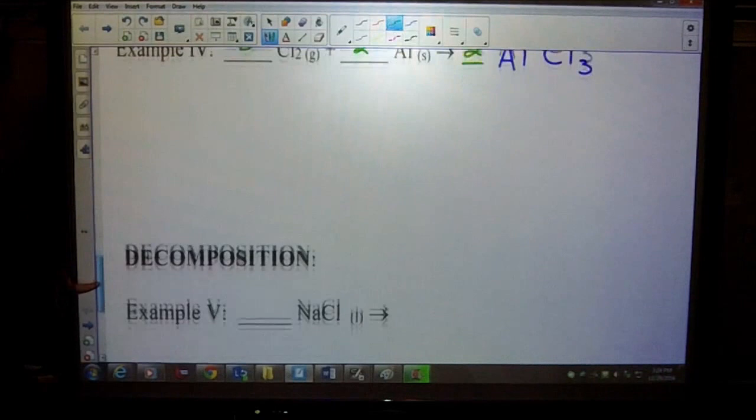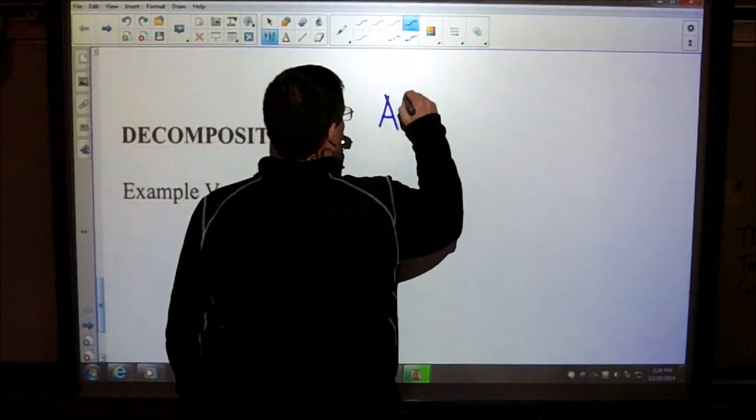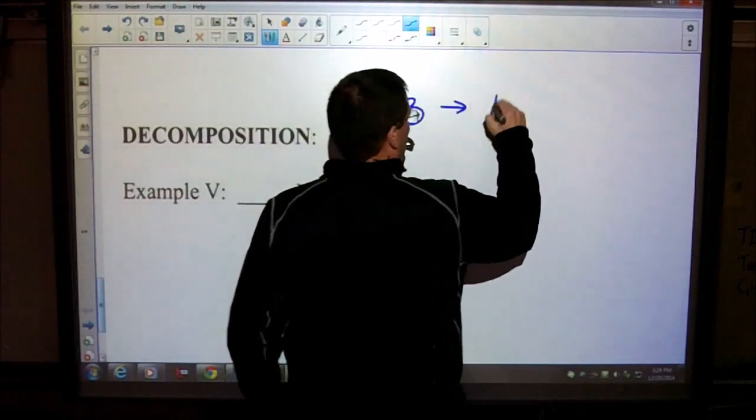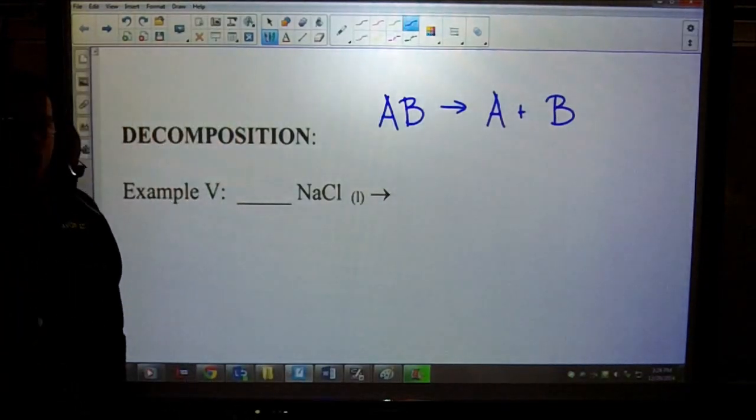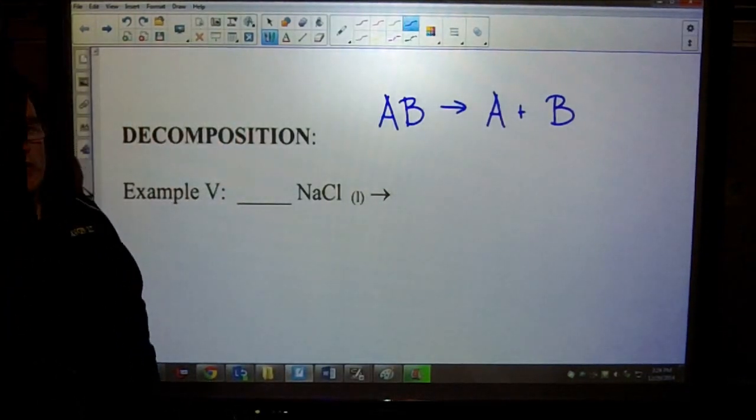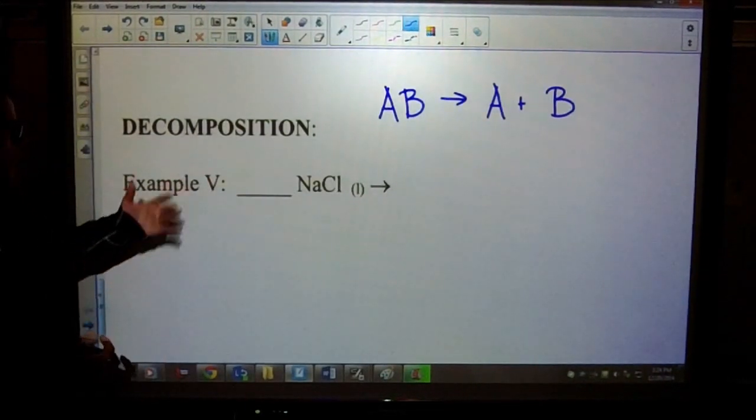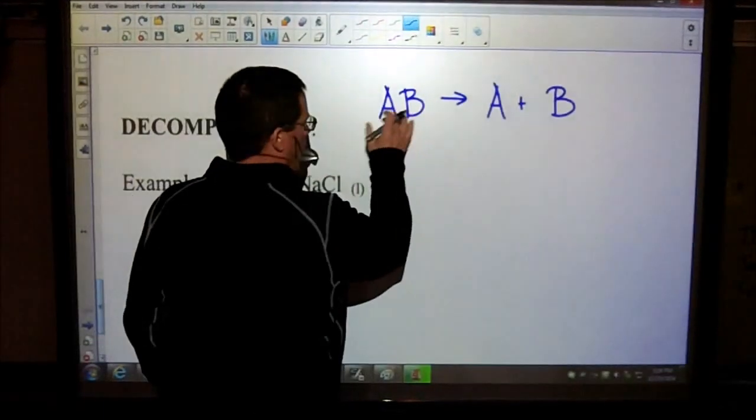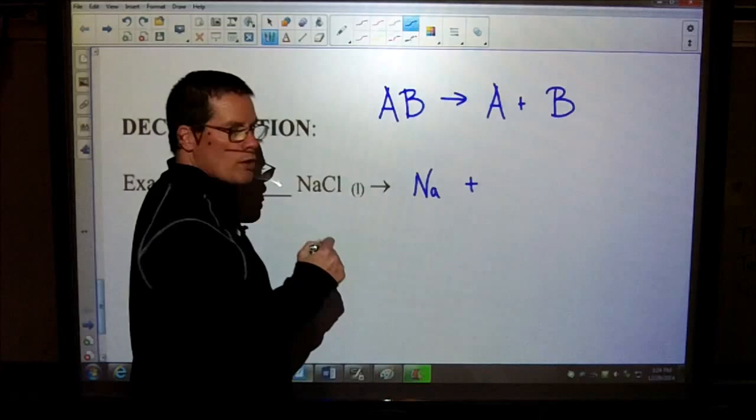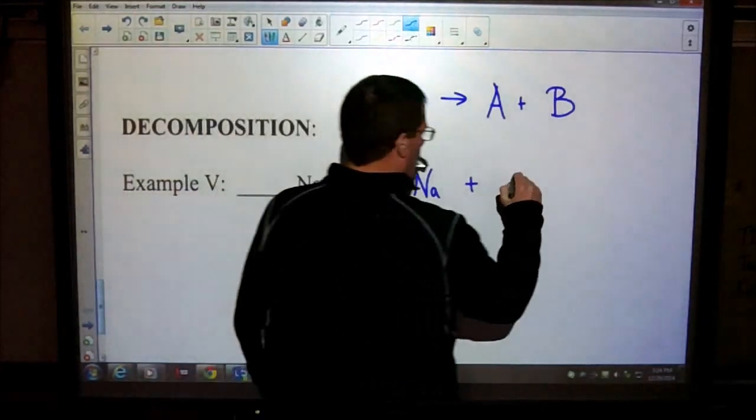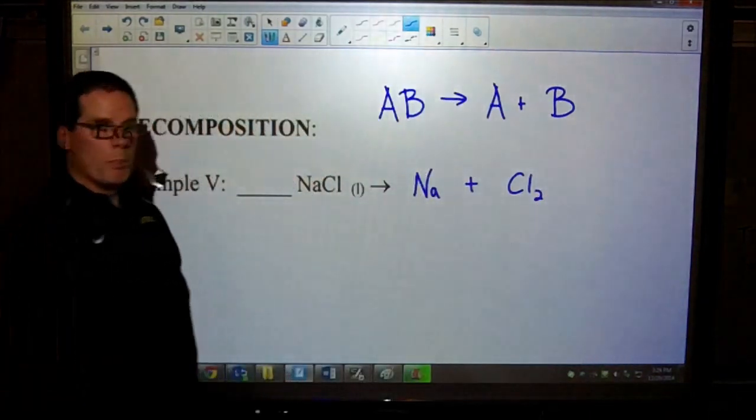Alright, the next type is decomposition, and the generic equation for this is you have your compound and it breaks apart into its elements. And in some cases, the elements, if it ends in -ine or -gen, will be diatomic, which means that you'll have 2. Which is a great example for our first one, where we have sodium and chlorine, so AB. We're going to break it down into sodium and chlorine, but we're going to look at chlorine all by itself. Chlorine, -ine, diatomic. So be sure that you write that.